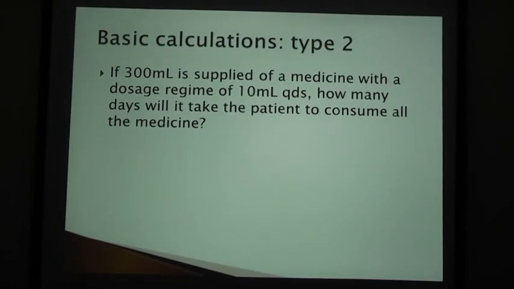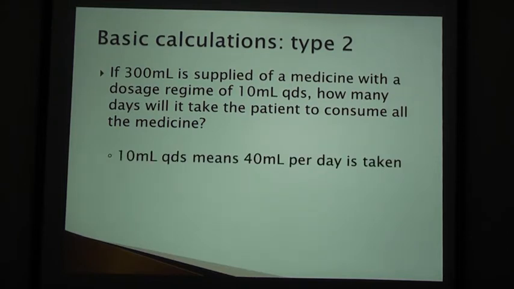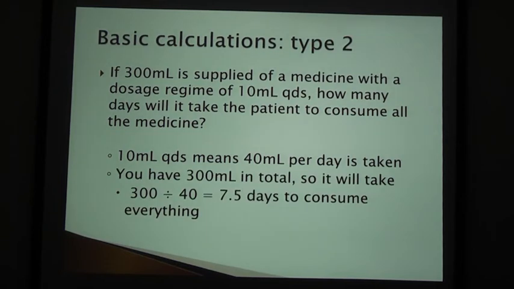Let's look at another one. If 300 mils is supplied of a medicine with a dosage regime of 10 mils QDS, which is 4 times a day, how many days will it take the patient to consume all the medicine? So here, it's 10 mils 4 times a day, which means in any one day they're taking 40 mils. They were given 300 mils, so you divide 300 by 40, you get 7.5. So it's going to take them 7.5 days to consume everything.